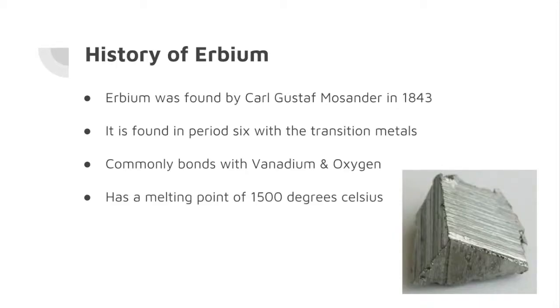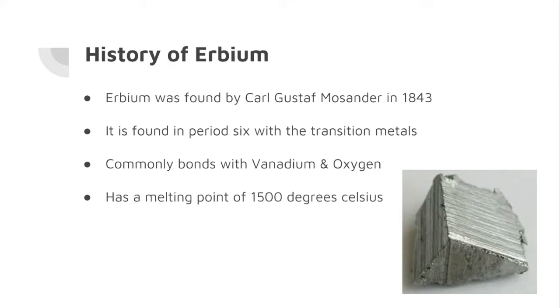So today one of the elements will be erbium, and we will be giving the history of it. Erbium was discovered by Carl Gustav Mosander back in 1843. He had discovered a lot of elements, about 10 or 15 back then, but this was one of the elements that he had found. It is found in period 6 with the transition metals, one of the very few metals that he had found during that time. It commonly bonds with vanadium and oxygen, and it has a melting point of 1500 degrees Celsius, or 2700 degrees Fahrenheit, which is very hot.